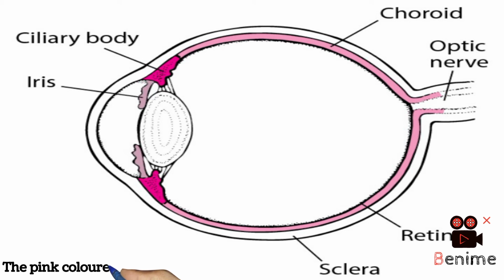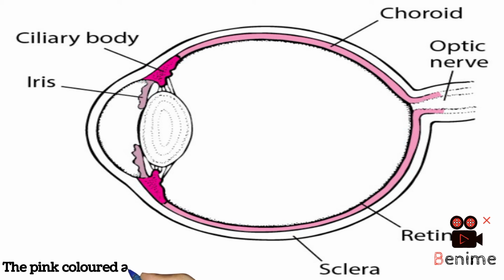The next coat, the retina. The retina is the innermost coat of the eye. It is a thin, delicate, and transparent membrane. It is the most highly developed tissue of the eye. It contains the visual sensing structures, the rods and cone cells.